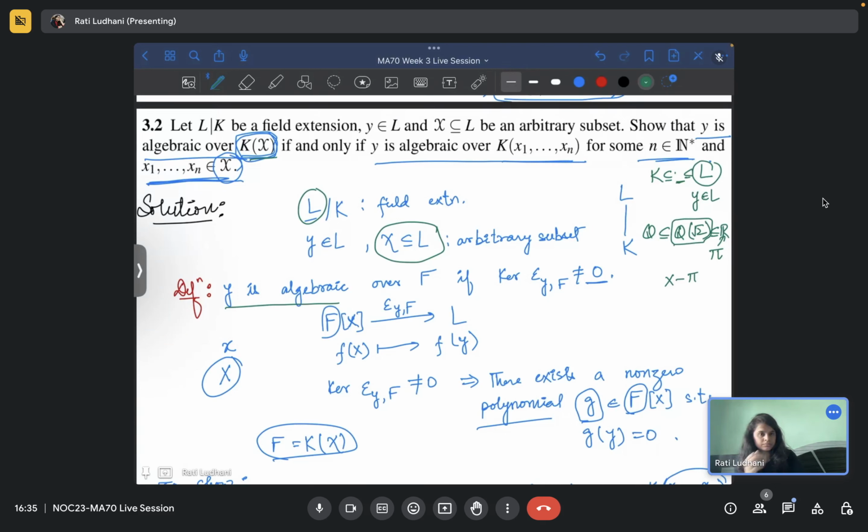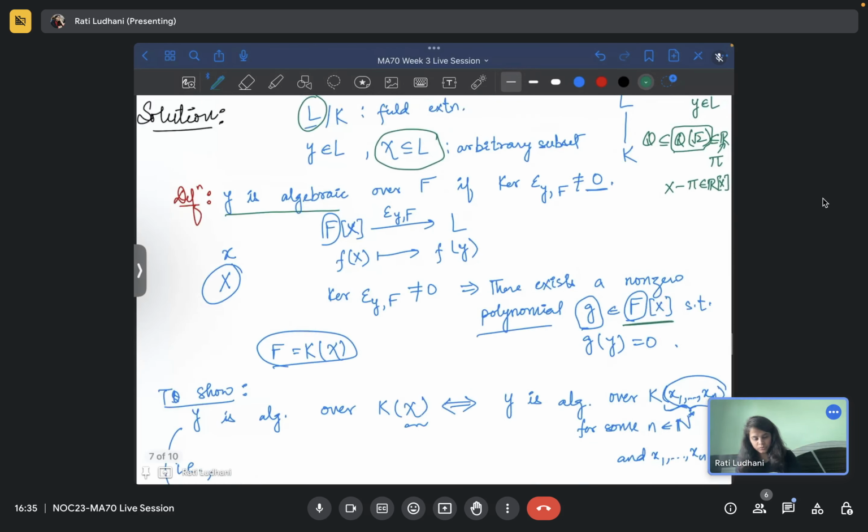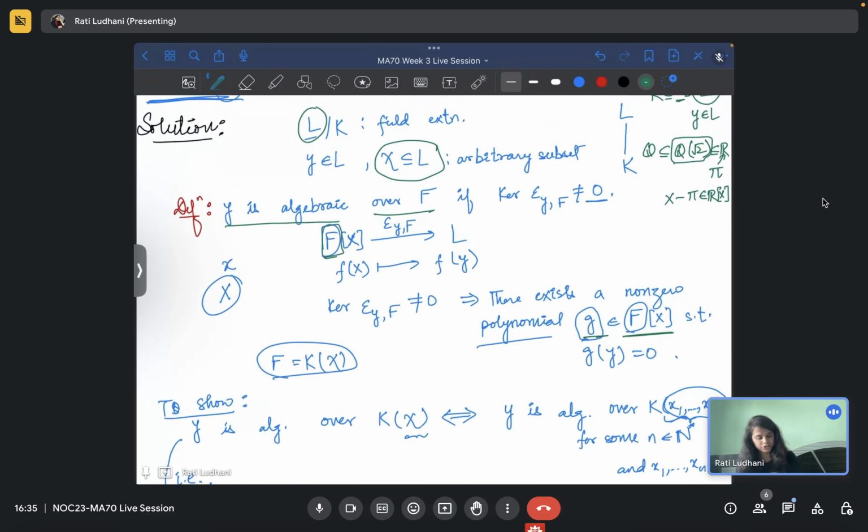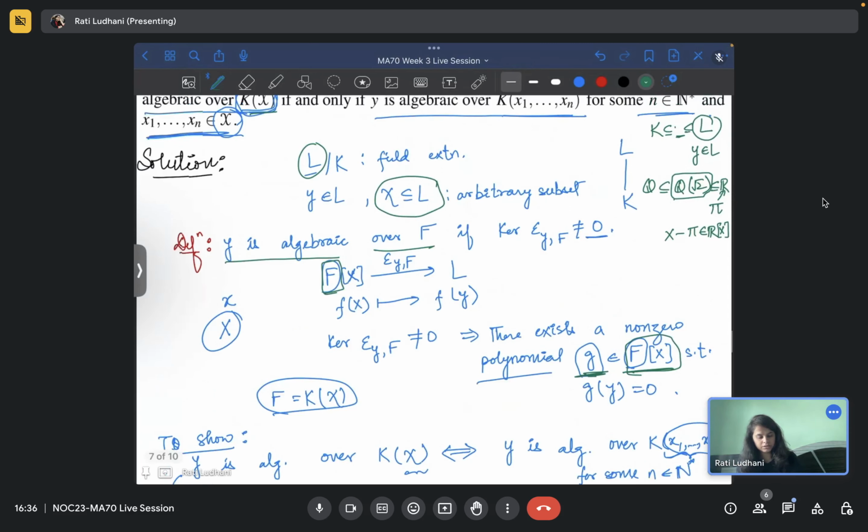Pi is not algebraic over R also, right? No, pi belongs to R. That is an irrational number. So when you say algebraic with respect to R, you mean that there exists a polynomial equation with coefficients in R, and x satisfies that. Yeah, exactly. That's the meaning. If you take it as algebraic over some field, then the coefficients of the polynomial should belong to that field. So for example, we have taken R in this case.